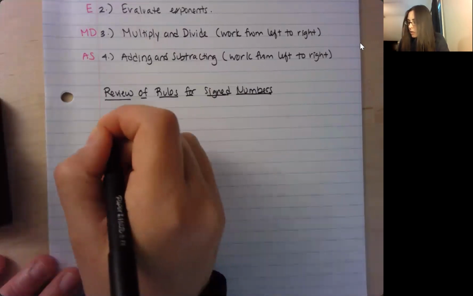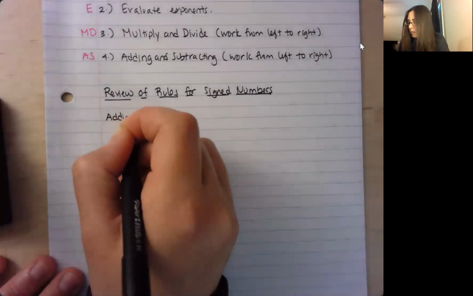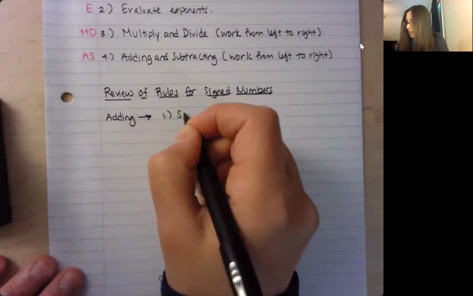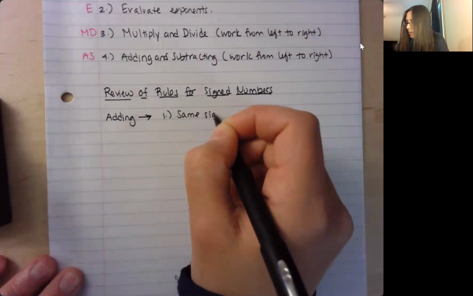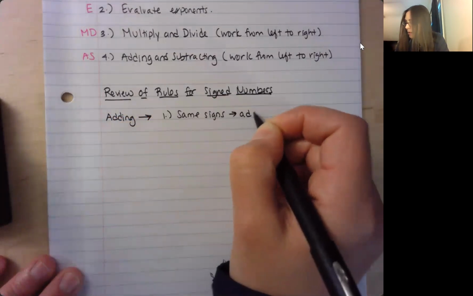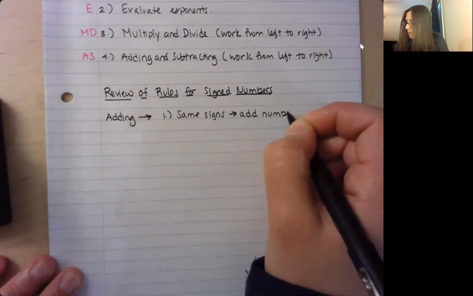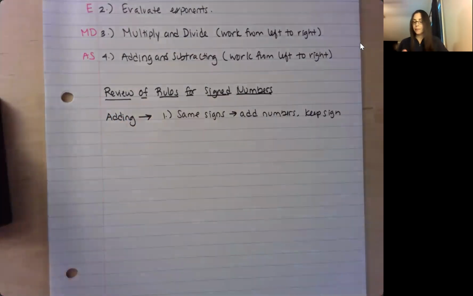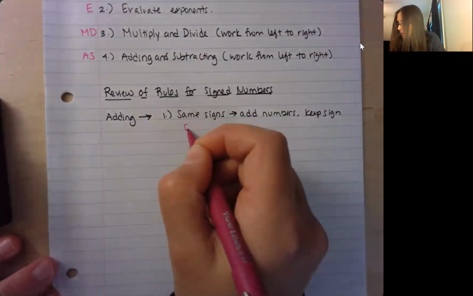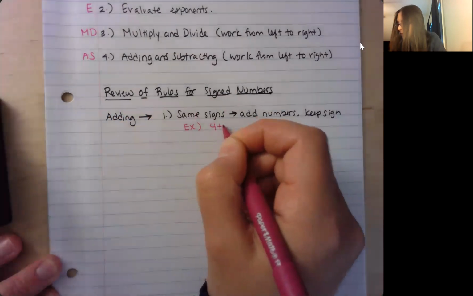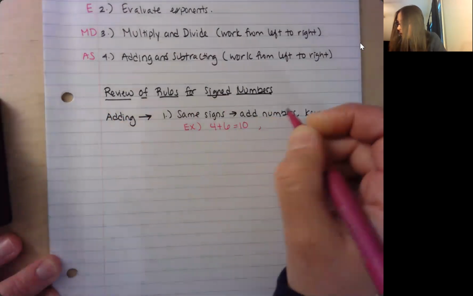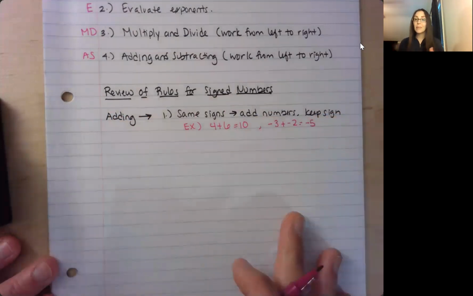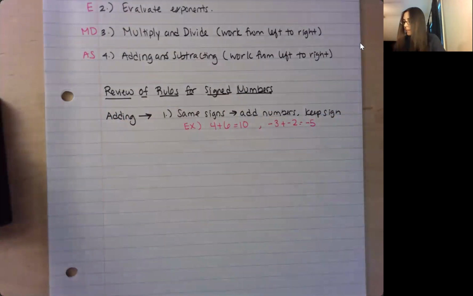The first one is addition, or adding. And there are two rules here. If you have the same signs, we just add the numbers and keep the sign. For example, 4 plus 6 stays positive 10, or -3 plus -2 becomes -5. So if you have the same sign, you just add and keep the sign.